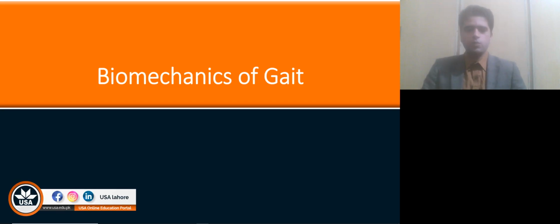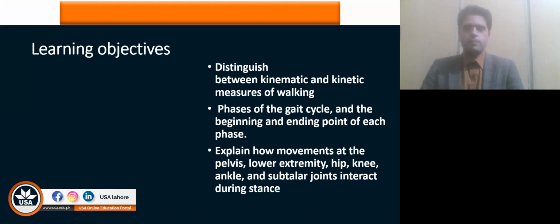Moving onwards, we will now talk about some important facts. First, you must know what the objectives for this lecture are. By understanding this lecture thoroughly, you will be able to distinguish between the kinematics and the kinetic measures of walking. You will understand the phases of the gait cycle and the beginning and ending point of each of these phases. You will also be able to explain how the movements of the pelvis, lower extremity, hip, knee, ankle, and the subtalar joint interact with each other during your stance phase.